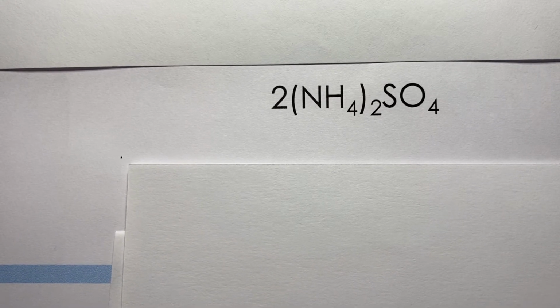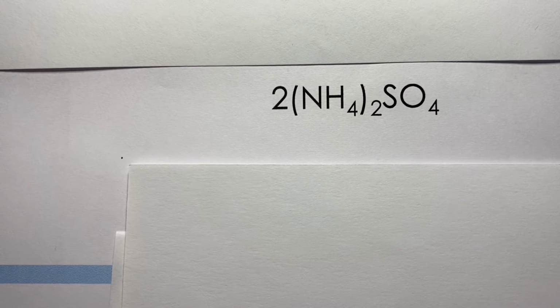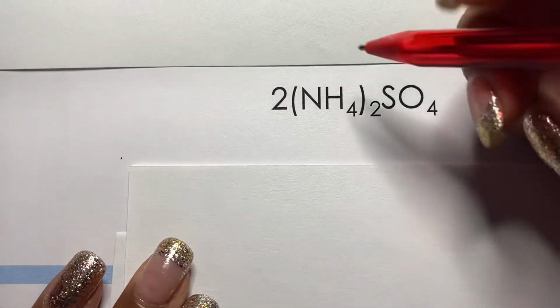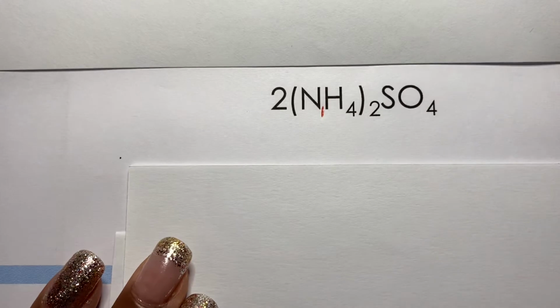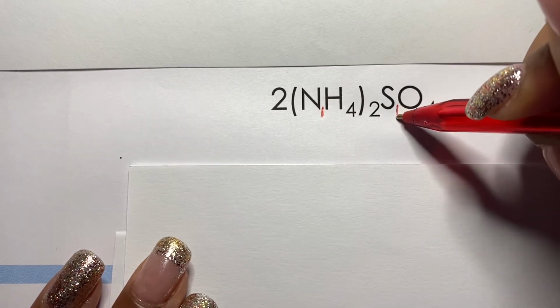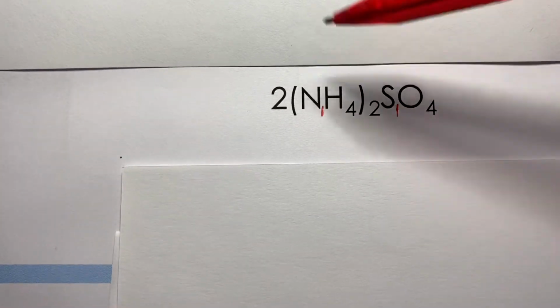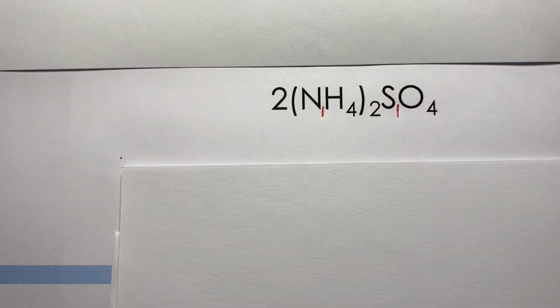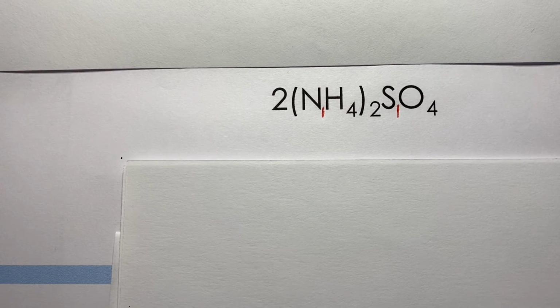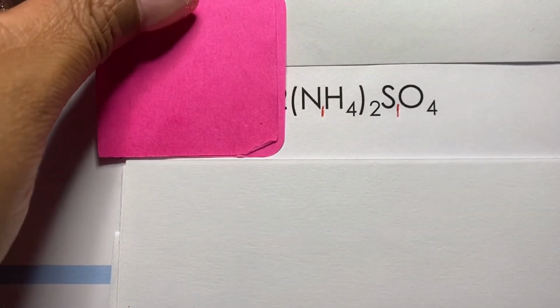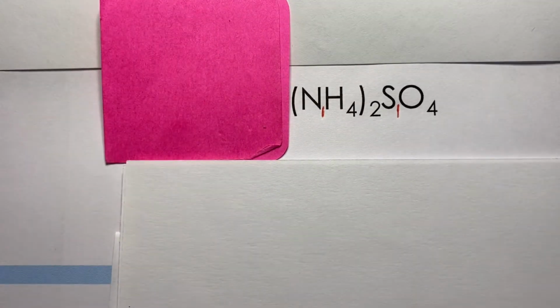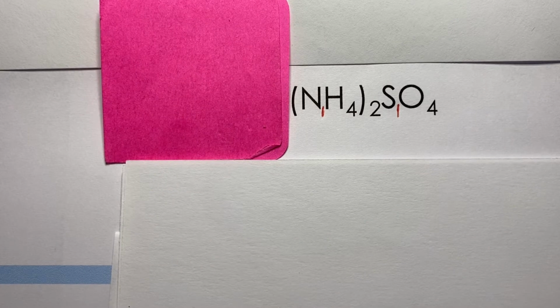Okay, for this one, first thing I always like to do is put in my invisible ones or imaginary ones. In this case, we have two elements without a subscript, which means it's 1. And then I like to cover up my coefficient because we don't need it yet. So now let's list our elements.